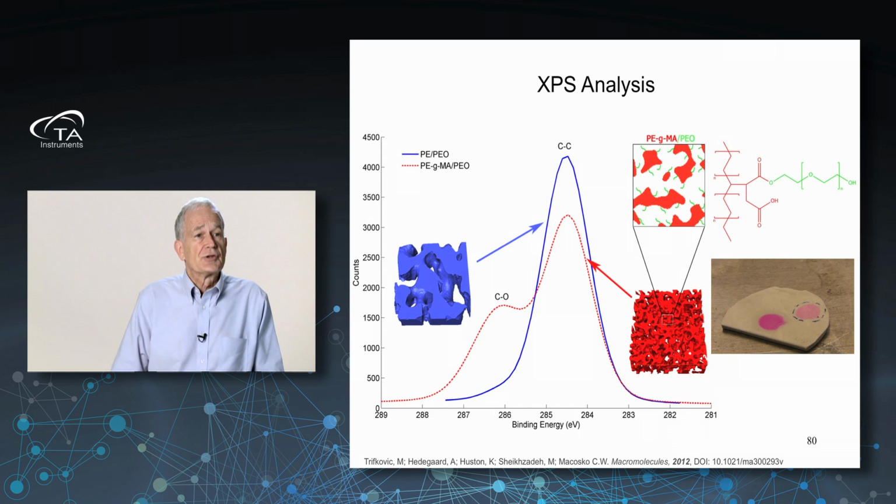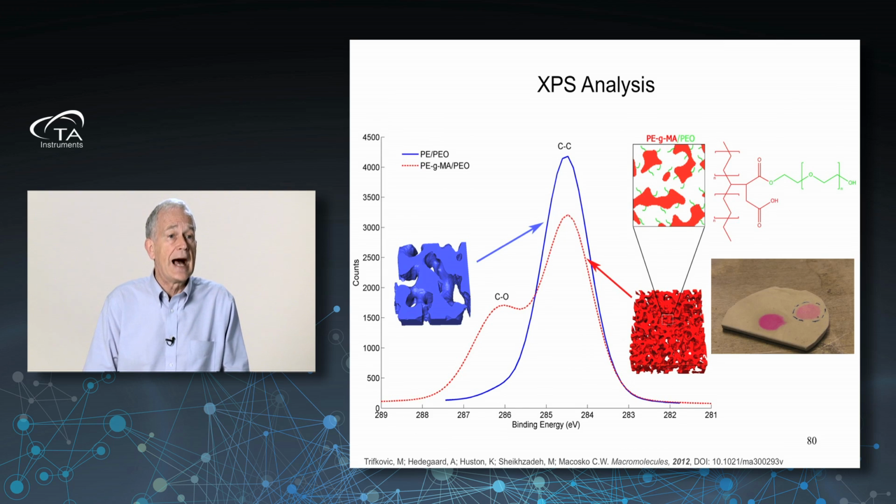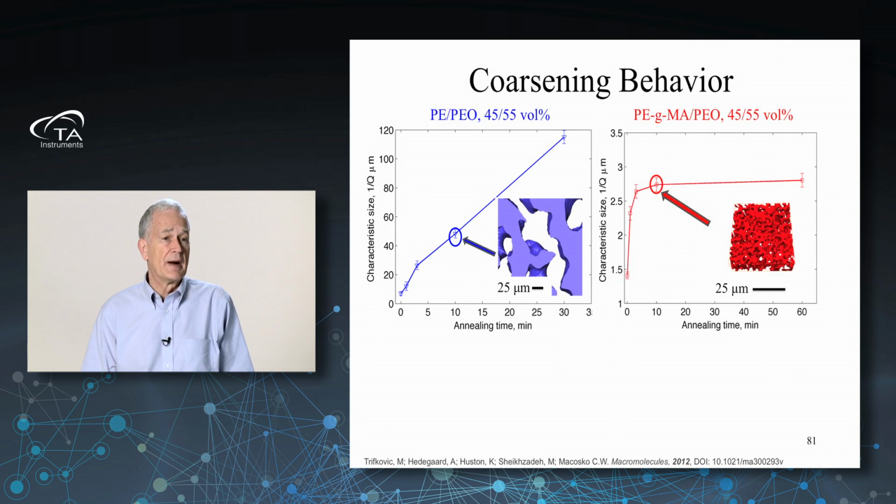We can analyze the surface with X-ray photon spectroscopy, and we can see the oxygen in the red sample, which was with the reactive material. And you can see that image shown there. Just another image of it. And again, the coarsening that we might expect if there's no copolymer. And here we can see the coarsening is stopped.